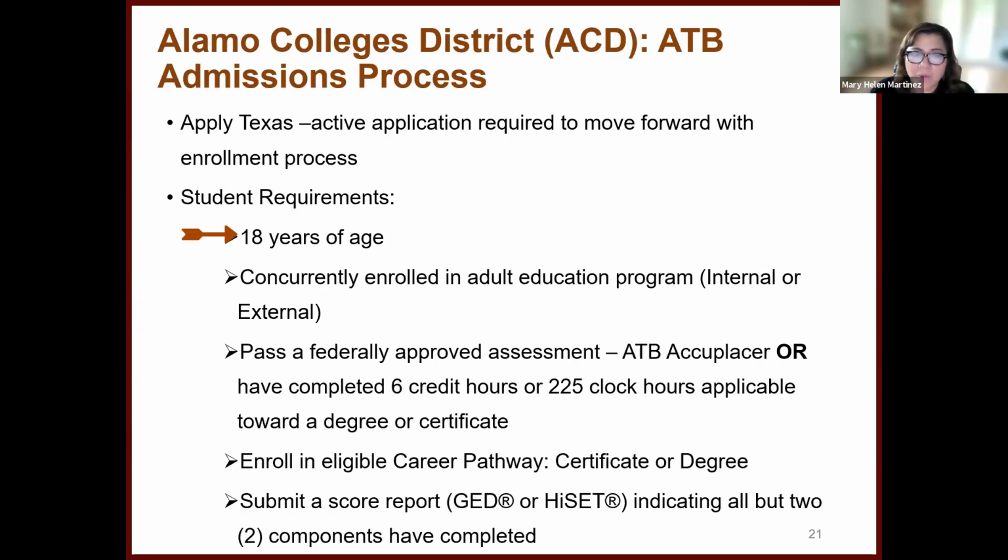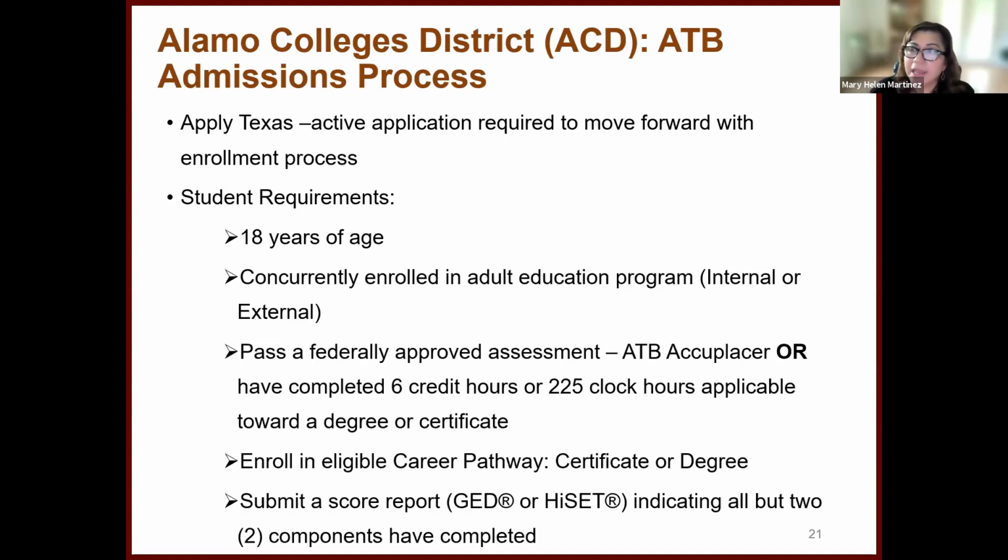We said that we would take anyone 18 years of age or over. They have to be concurrently enrolled in an adult ed program. Internally, in-house, we have a couple of them at a few of our colleges. We have one at San Antonio College and one at Palo Alto College, or externally, any of the consortium members throughout San Antonio. They have to pass a federally approved assessment. So at Alamo Colleges, we use the ATB AccuPlacer, and I believe that is what it's called. And there's a certain score for it.